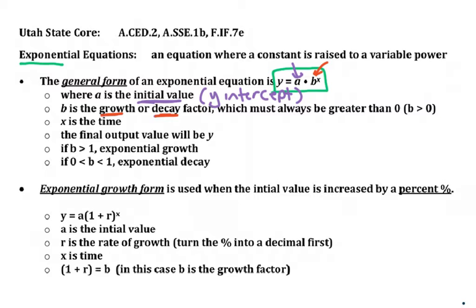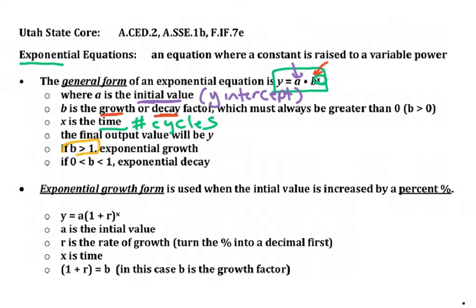Okay, the next thing is x, the exponent right here. That's the time or the number of cycles, the number of times that something happens. And the final output will be our y. We're used to seeing that. Now here's a couple of clues for you.